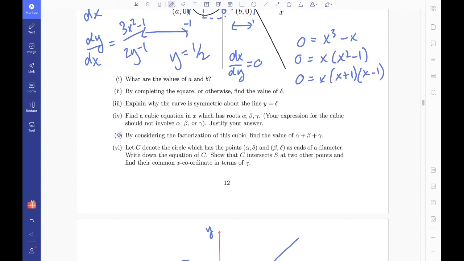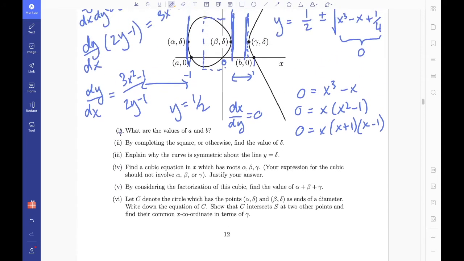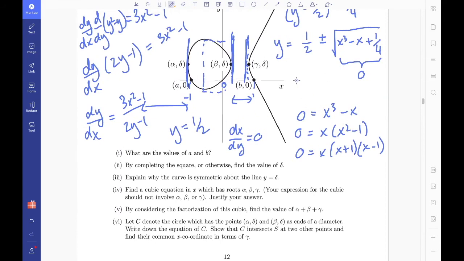Find a cubic equation in x which has roots alpha, beta, and gamma. Your expression for the cubic should not involve alpha, beta, or gamma. Justify your answer. Well, actually, we kind of justified this earlier when we looked at this bit here. So when y equals 1/2, x should equal alpha, beta, and gamma. Those are the 3 points it could equal. And when y equals 1/2, we know that the expression underneath the square root must equal 0. So alpha cubed minus alpha x plus 1/2 must equal 0, and the same is true for beta, and the same is true for gamma.